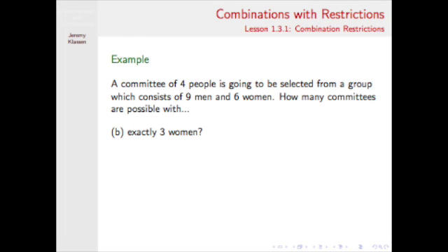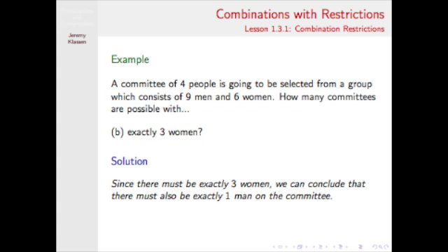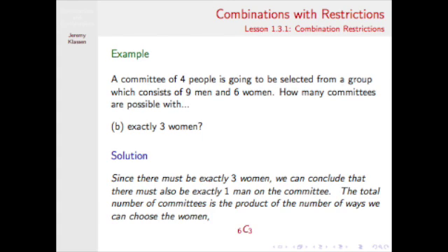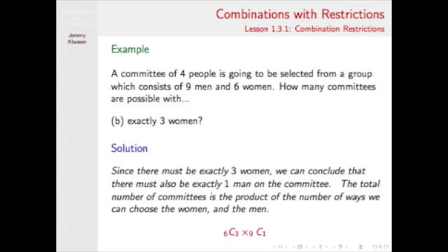Okay, now let's throw a restriction on it. How many ways can we make this committee if we're going to have exactly 3 women on it? Now to answer this question, you have to consider what isn't being said as well. Since there are exactly 3 women on the committee, you have to conclude that there must also be exactly 1 man on the committee, even though that's not stated overtly. So the total number of committees is the product of the number of ways we can choose the women, which will be 6 choose 3, and the number of ways we can choose the men, which is going to be 9 choose 1, for a total of 180 different committees.